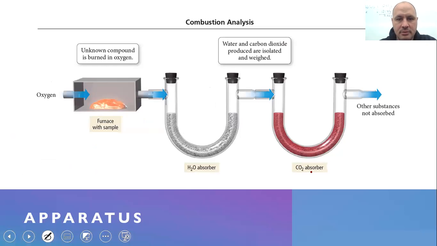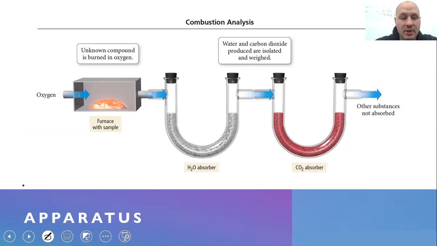Oh, come on. There we go. We can weigh my H2O absorber before and after to get that mass of water. I can weigh my CO2 absorber to get the mass of CO2, but those are only going to tell me how much carbon and how much hydrogen. What I don't know is my mass of oxygen. With these weight totals, I can actually subtract them from my original sample to find my mass of oxygen.